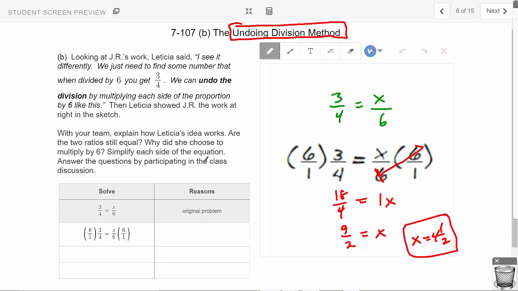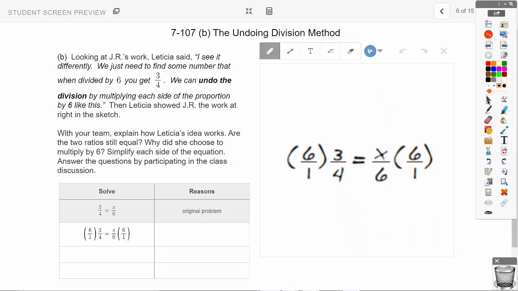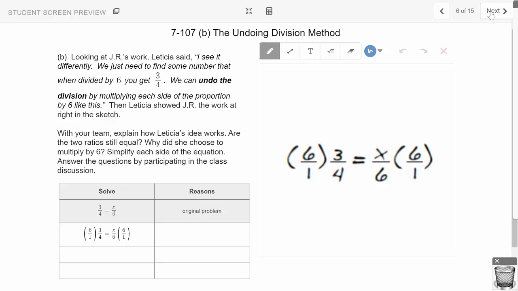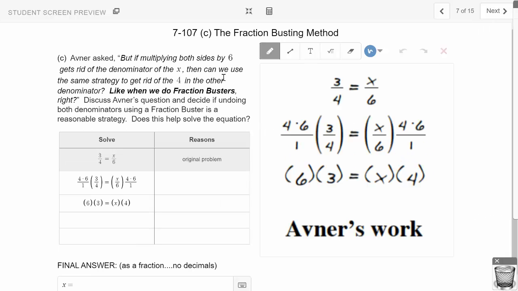We've had a lot of practice with this. We're going to go on to another new method right now. Fraction busting. Well, fraction busting, we kind of already did that before too. Let's see what he has to say. Avner asked, but if I multiply both sides by 6, if multiplying both sides by 6 gets rid of the denominator of the x, then can we use the same strategy to get rid of the 4 in the other denominator? Like when we do fraction busters, right? Discuss Avner's question and decide if undoing both denominators using fraction busters is a reasonable strategy.